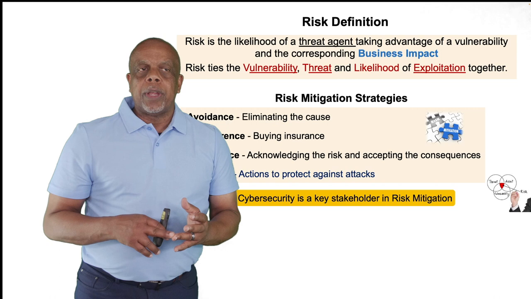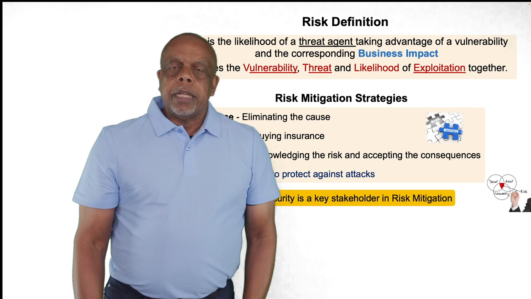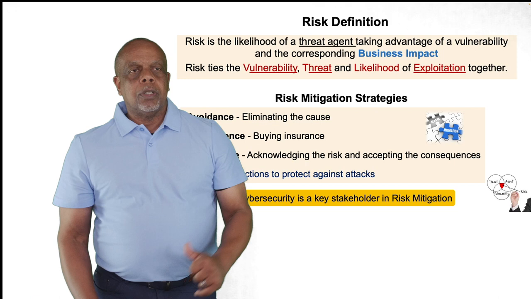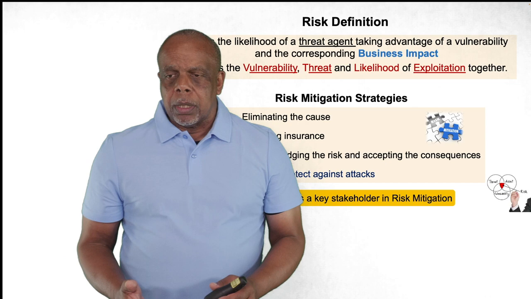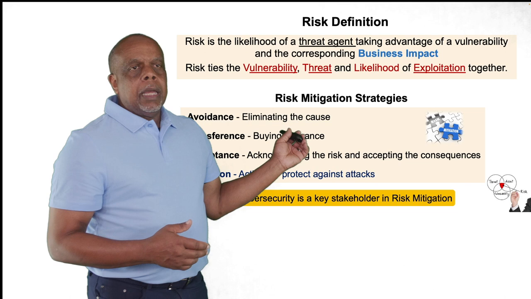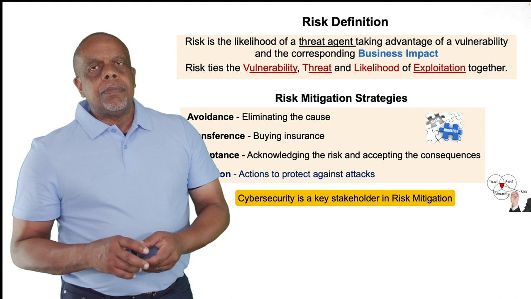Avoiding risk means, okay, if I don't like hurricanes, I'm going to move to Nebraska. So I'm avoiding hurricanes by moving to Nebraska. Transferring it, I buy insurance. Well, I don't like hurricanes, but I'm going to stay in Florida. But while I'm in Florida, what am I going to do? I am going to buy flood insurance so that in case of a hurricane, my risk has been transferred to Allstate, State Farm, USAA, whomever.